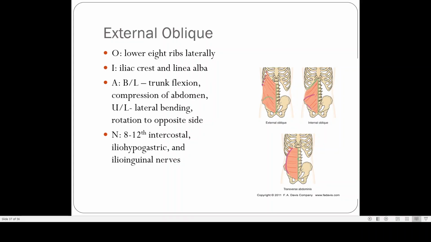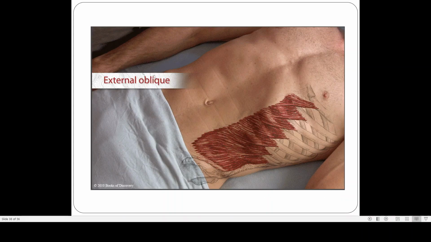in the picture that when you look at the external obliques anteriorly, their muscle fibers, if you're looking at both sides, create a V because of the way they're running. They have a connection again on that linea alba that helps create that really long connection in the middle. And it's 8 through 12 intercostal, iliohypogastric, and ilioinguinal nerves. And here you can see that external oblique.